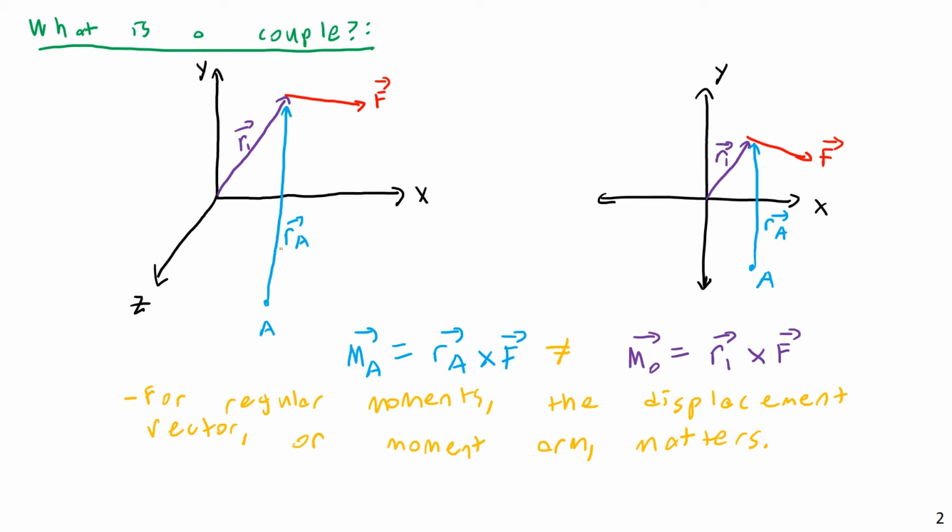Now, we do remember from our previous discussion of moments that I can take this displacement vector from the point that I'm considering to anywhere along that force's line of action, and it will be the same. However, it has to go from that point to somewhere along that force's line of action. The instant I move that point, the moment produced by that force will be different.